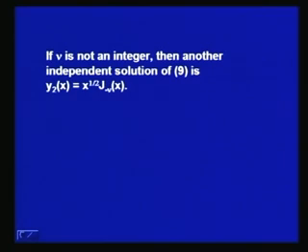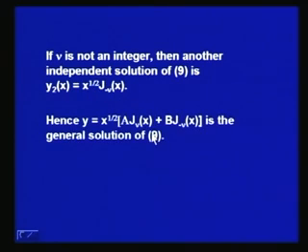So, if the differential equation is such that nu is not an integer, then another independent solution of the equation 9 can be written as y2 x equal to x to the power half into J minus nu x, and hence we may write the general solution of the equation 9 as y equal to x to the power half into A J nu x plus B J minus nu x.